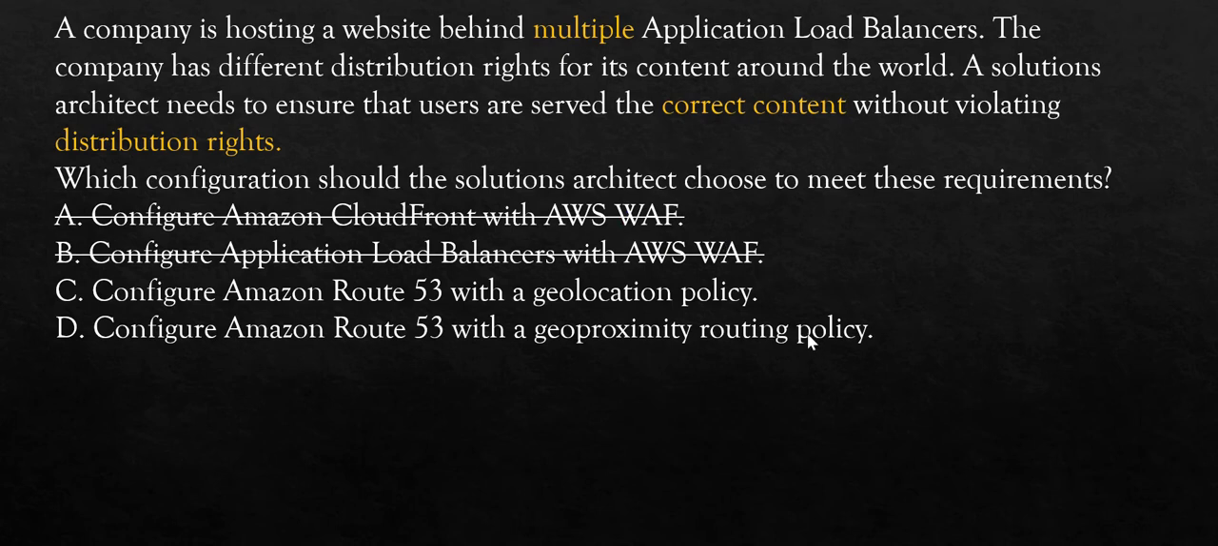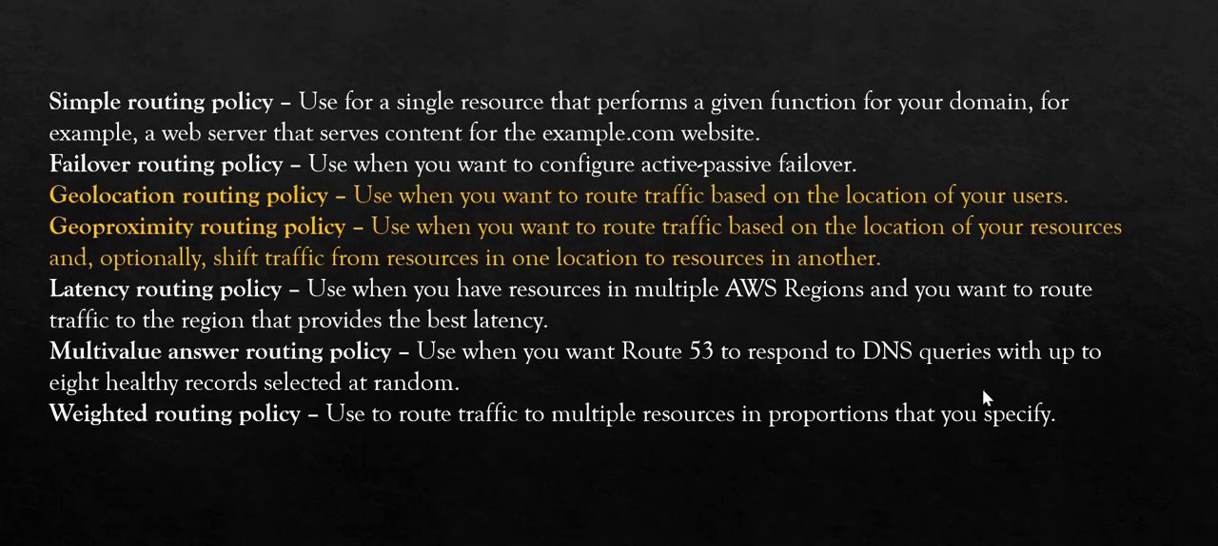Let's look at options C and D. When we look at options C and D, let's look at this description. What are the different routing policies for Route 53? So these are the different set of routing policies. Simple routing policy. I would request you to pause this video here so that you can read it carefully. Simple routing policy is used if you have a single resource.